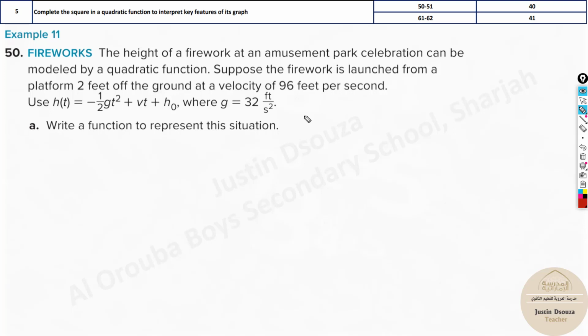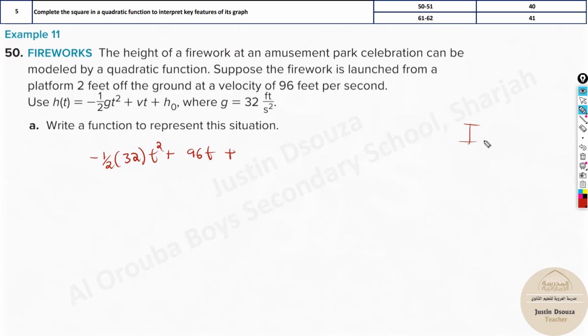So because everything is in feet, now what is the first part? It's negative half. g is 32. Just substitute 32, t squared. What is v? Velocity is 96, t, plus h naught. See now here, it's launched from a platform of 2 feet.